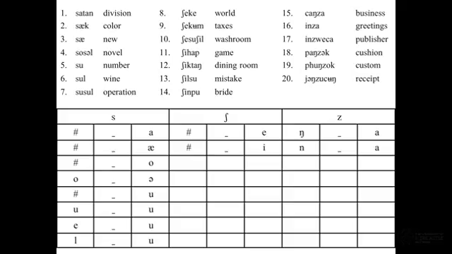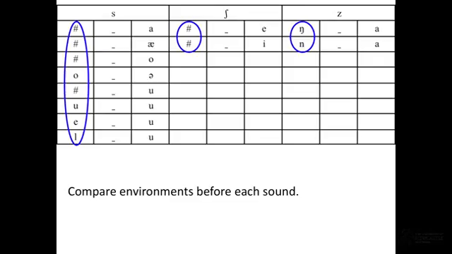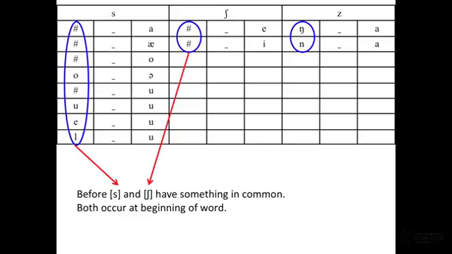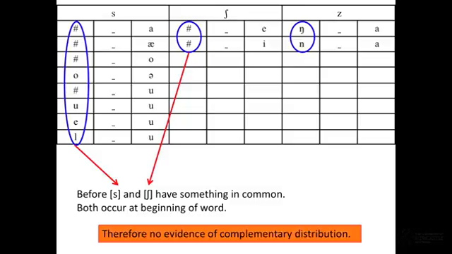Once we have looked at every example of each sound and indicated the sound that occurs both before and after in each case, we are ready to compare the before and after environments, to look for evidence of contrast or complementary distribution. To start by comparing the before columns, we see that s and sh have something in common. Both occur at the beginning of a word. There is therefore no evidence from the before environment that s and sh are in complementary distribution.